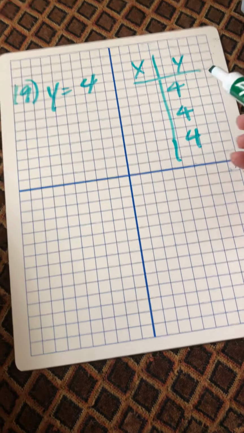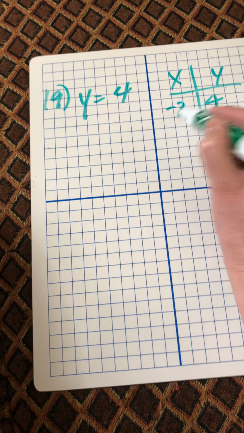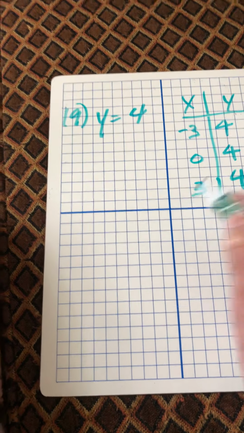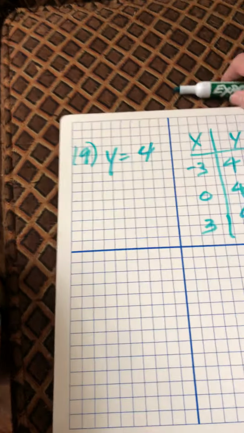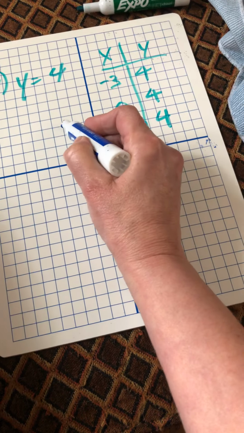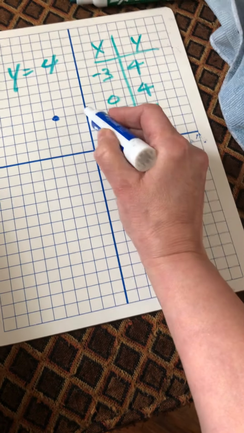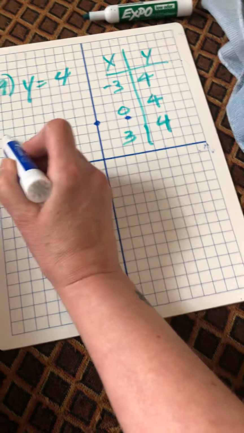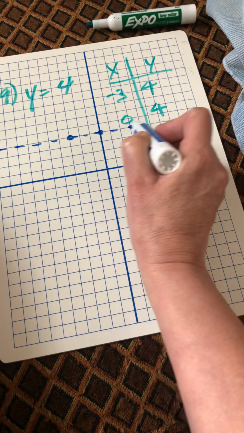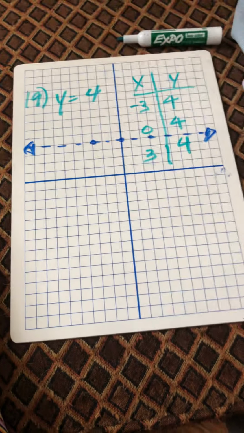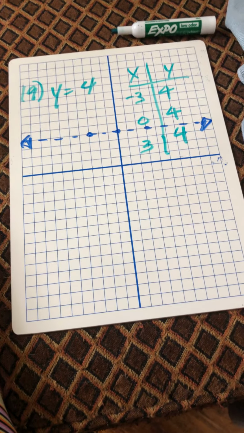So let's just pick some x's that'll work. It doesn't matter what x's you pick, whatever ones you like the best. And now let's graph these points. So negative 3, 4 is a point on this line, 0, 4 is a point on this line, and 3, 4 is a point on this line. And on forever and ever and ever. And that's the graph of y equals 4.